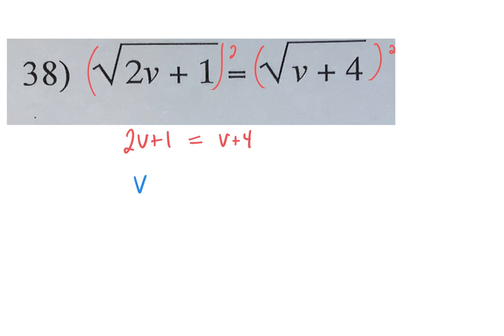Subtract the v over, subtract the 1 over, I'm done, okay? And then you can plug it back in, 6 plus 1, and then 3 plus 4, square root of 7 equals square root of 7. Well, you can see that it's correct, all right? These are easy. So when you have two radicals on either side, just solve the inside. They're going to be gone.